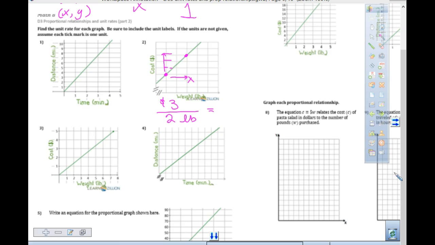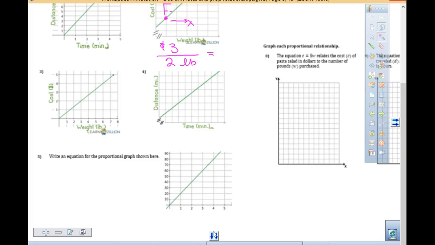If you would please look at number 5, it says write an equation. What do I mean by an equation? My equation is always going to be in the form of y equals unit rate times x, because this is my x and this is my y. My y is dependent, x is independent, okay? So when I ask you to write an equation, this is what all your equations should look like.